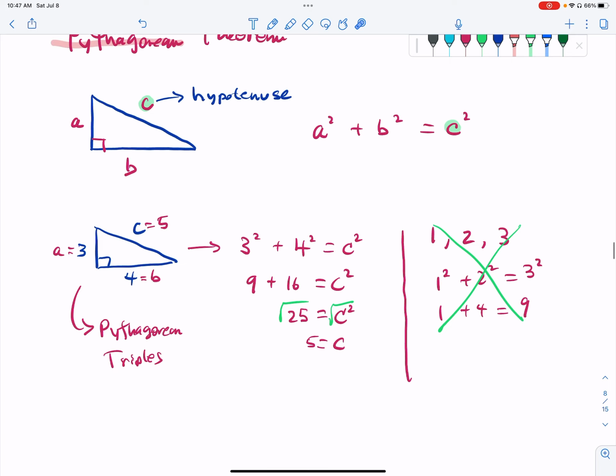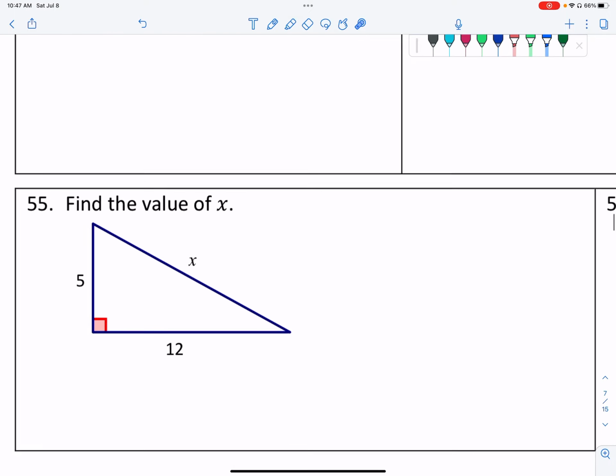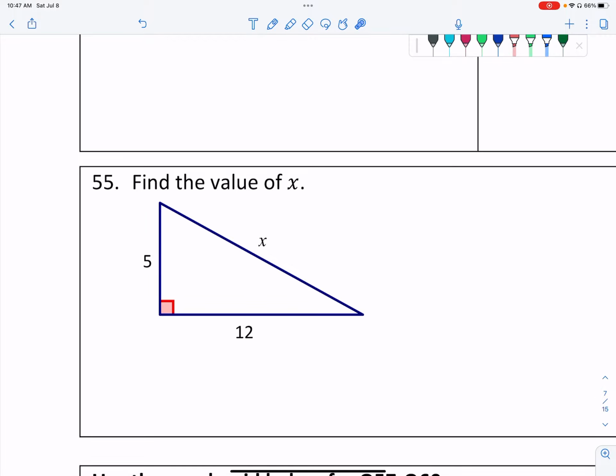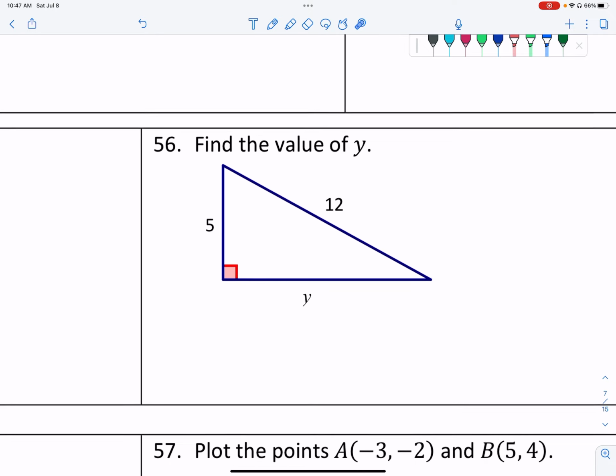Okay, this is an example of working the Pythagorean theorem in a traditional sense, given the two legs, and then working forwards here in order to find the length of the hypotenuse. And that's essentially what's happening here on number 55. We have the two legs, and we need to find the length of the hypotenuse. But over here on number 56, it's kind of backwards. We already have the hypotenuse, and we're looking for one of the missing legs.